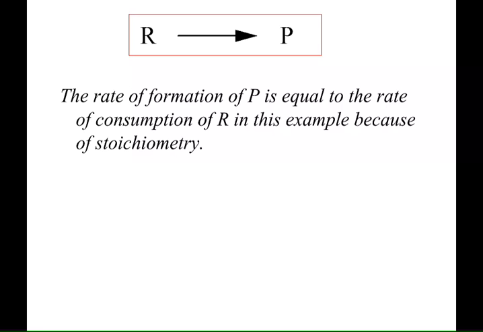So like I said, the rate of formation of the product is equal to the rate of decrease of the reactant, only in this case because the stoichiometry is 1-to-1.